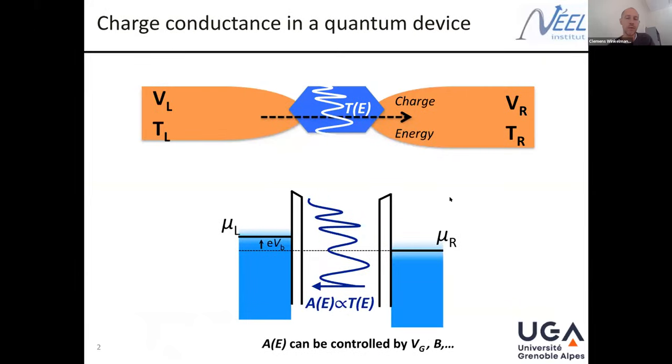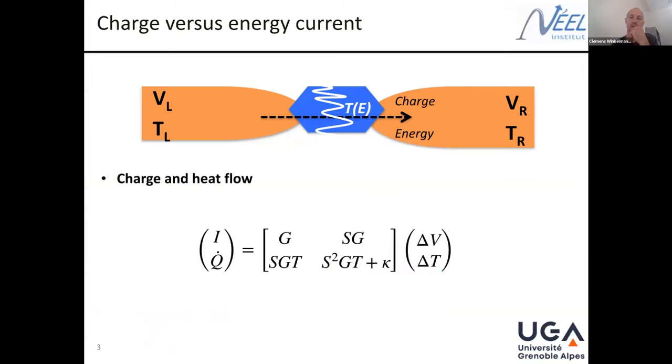So as many people in this session, we're trying to take advantage of putting an imbalance not only on the chemical potentials in the leads that are connecting some quantum object, but we also put in a thermal imbalance there. And we're looking at the response of the electrical, but also the heat current to these two gradients there. And the quantities that are important are the electrical conductance, the Seebeck coefficient, and the thermal conductance.